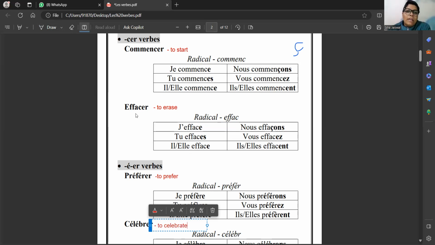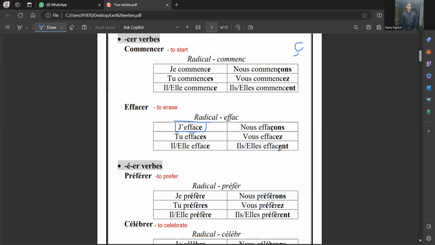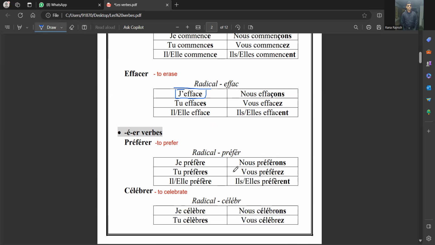Okay. Now effacer. I have written it like this. Why? Because it is beginning with a vowel. When it begins with a vowel, this is the only change that will be there. Everything else, including the ending, will remain the same. J'efface, tu effaces.